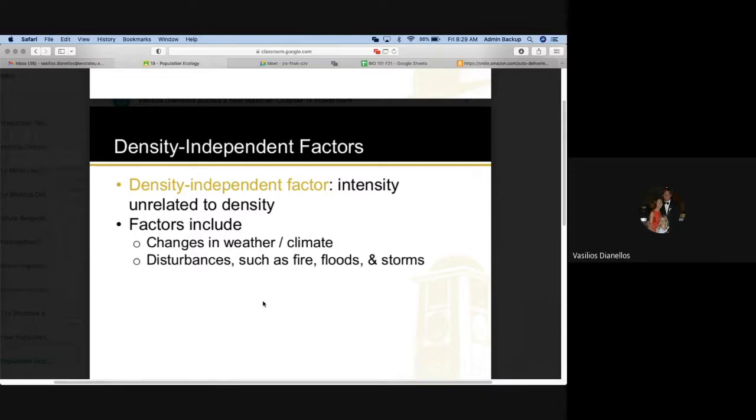Whether that 100% is one squirrel or 10 squirrels or 1,000 squirrels or 1,000,000 squirrels per campus, it doesn't matter. It doesn't matter how densely they are packed in. The fact is that 100% are going to die.